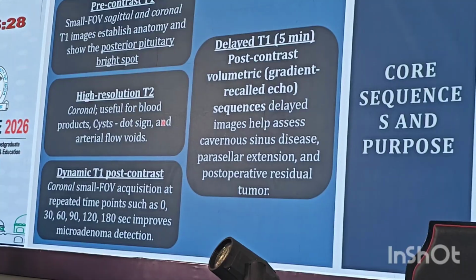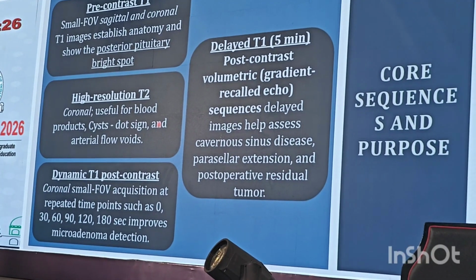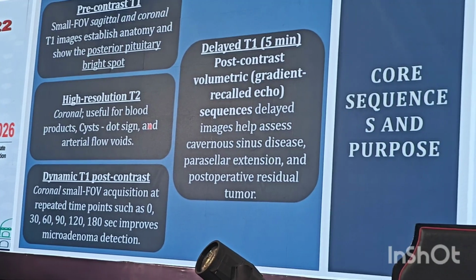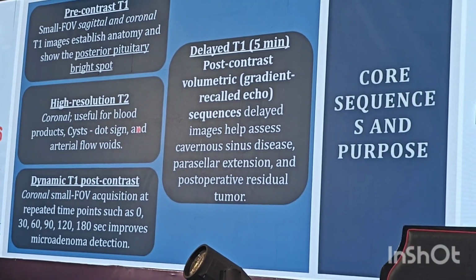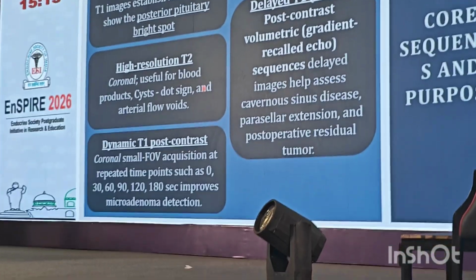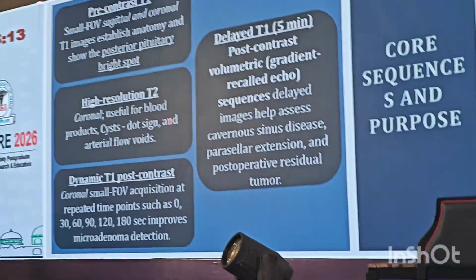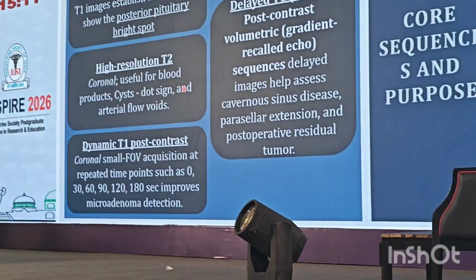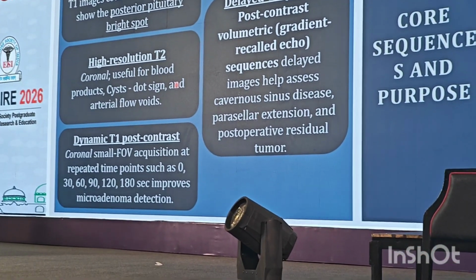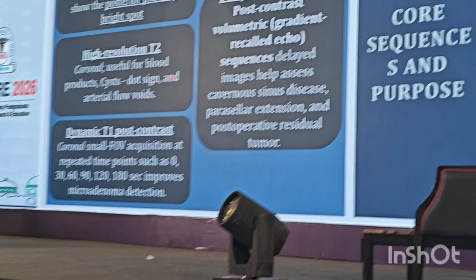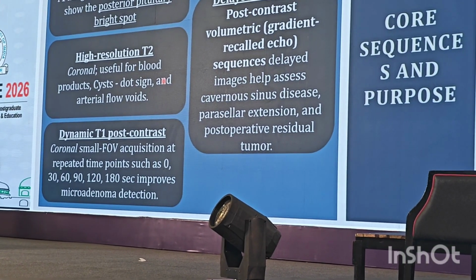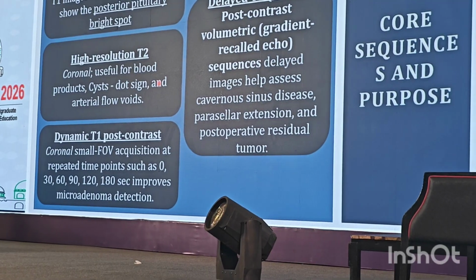The third is the dynamic post-contrast sequence. These are continuous acquisitions which are done at multiple time points: 0, 30 seconds, 60, 120, 180 seconds, and this sequence is used to detect microadenomas. So each one has its importance. The final one is the delayed T1 sequence, which is useful to assess the cavernous sinus, parasellar, and postoperative residual disease, and I'll show you a case where it was useful. We acquired this at 5 minutes.